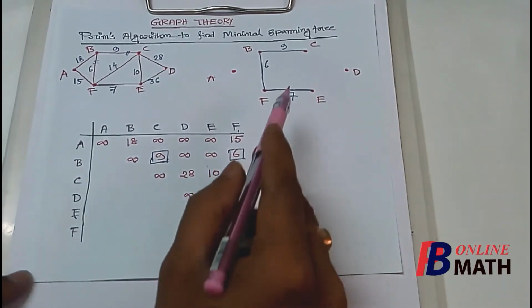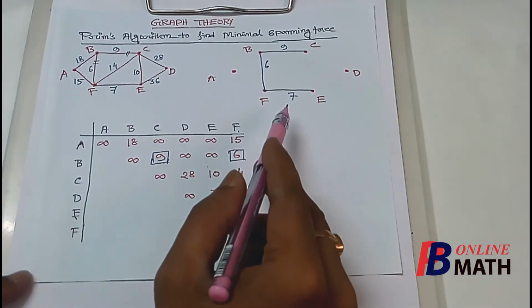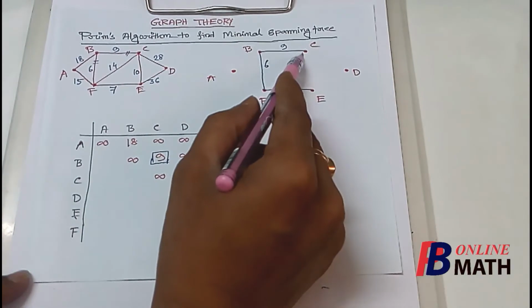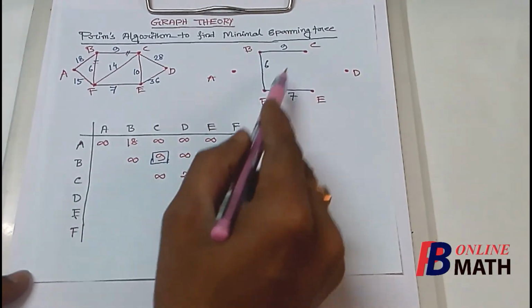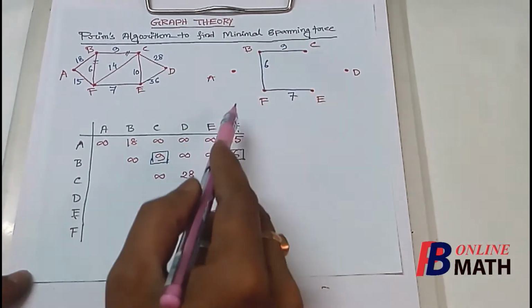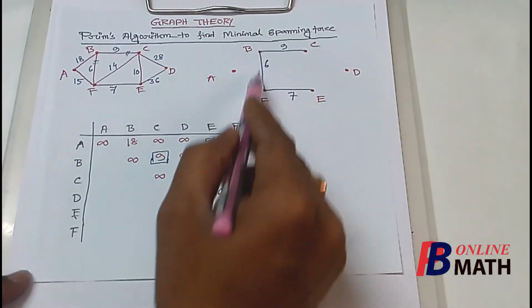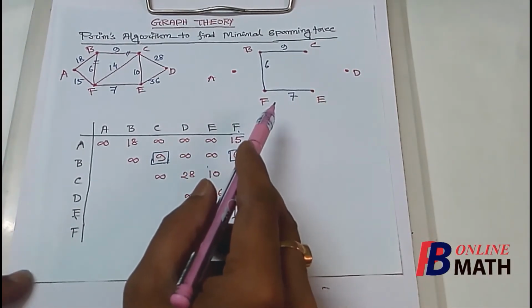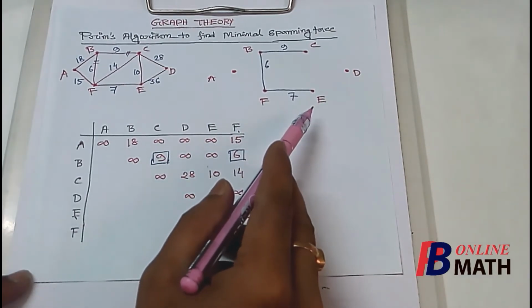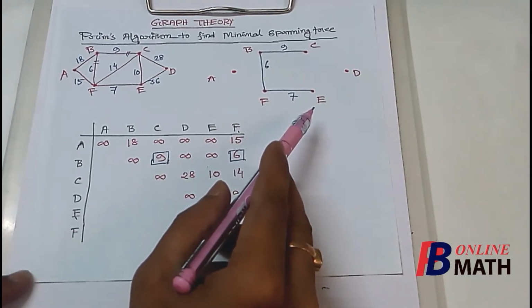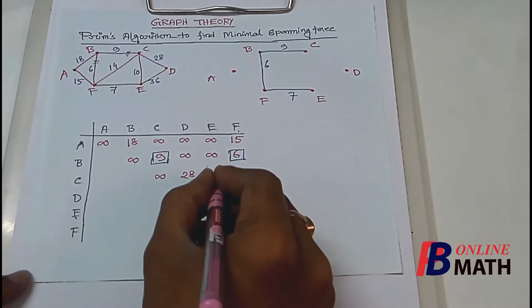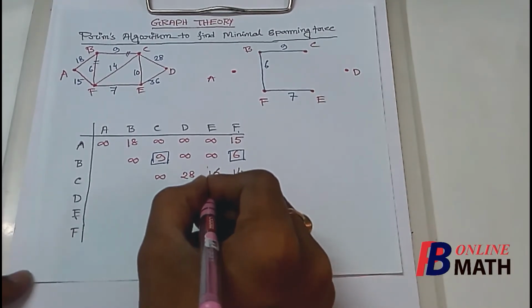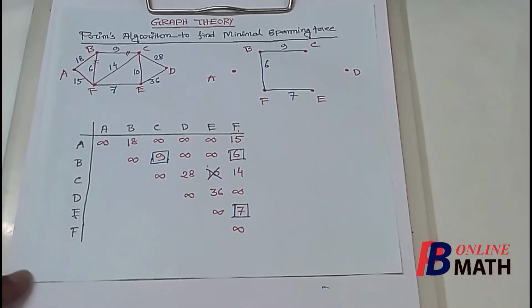Now if we look at the spanning tree, then we find that if we connect this C and E, then this will form a circuit. That means there will be a closed path or cycle. And we know that a tree does not contain any closed circuit. So we can't connect this edge. Therefore, this element cannot be selected.